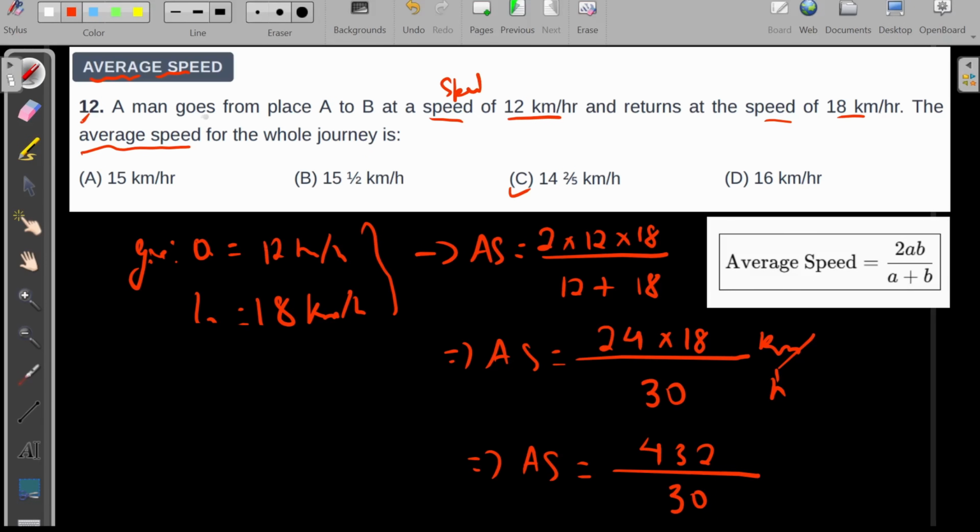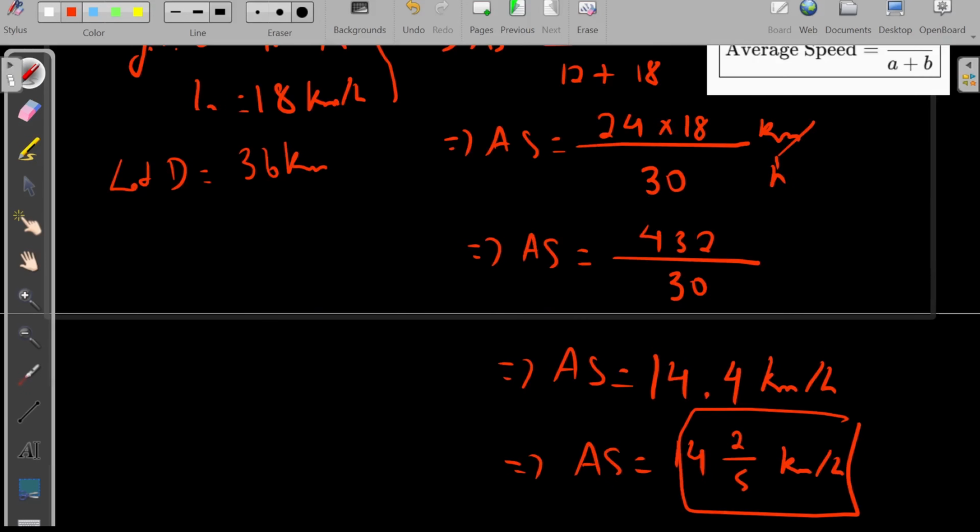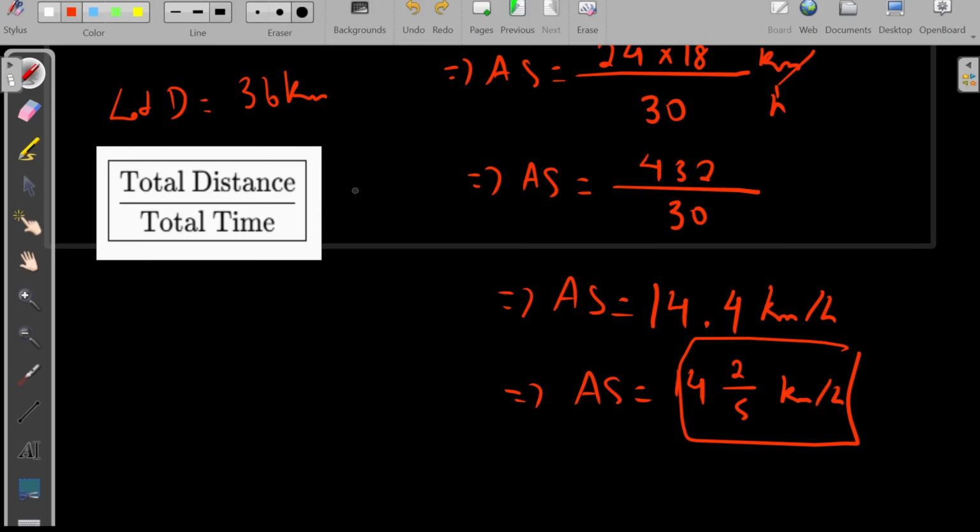But this time, imagine the distance is given. In this case, distance is not given, only the speed. So let the distance equal 36 kilometers. If the distance is given, we would use a different approach to solving the question, and we will use this general formula to find the average speed. But before we do that, we need the total time. We have the distance, which is 36. What we don't have is the time. So let's do that. We will use the formula time equals distance over speed.